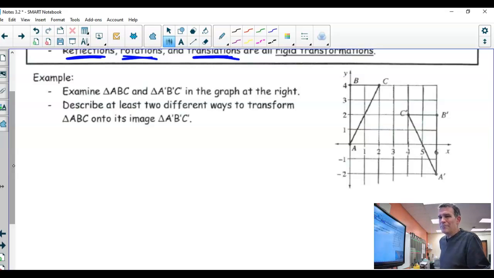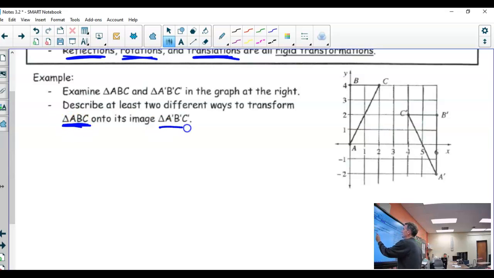All right, so one more thing here. I want to find a series of transformations. I don't think there's one, although maybe there's one that you could figure out to do it. But I'm going to do it in 2 steps. Two transformations that would take ABC to A prime, B prime, C prime.